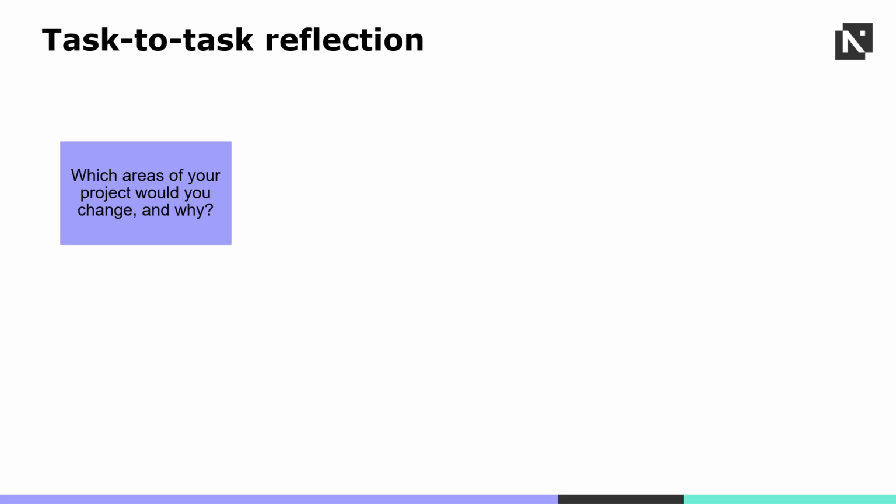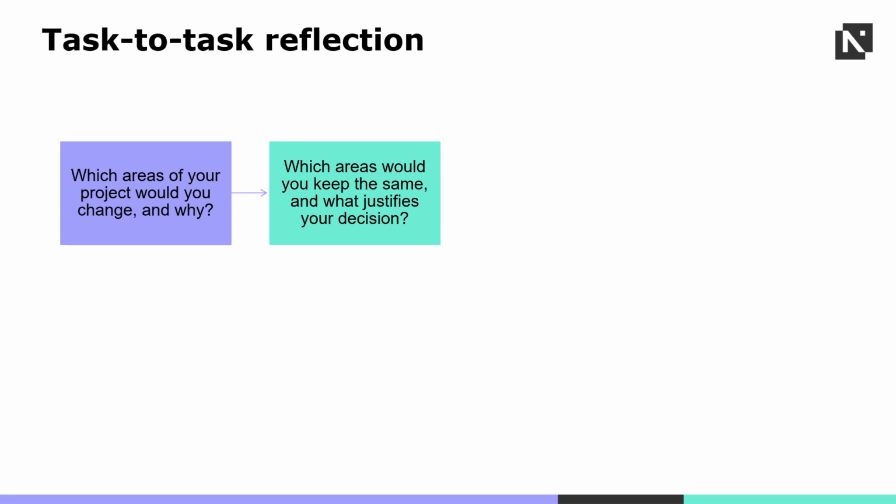First, which areas of the project would you change and why? This helps students identify parts of the project that did not meet expectations and consider the reasons for making changes. Which areas would you keep the same and what justifies your decision? By reflecting on what worked well, students can solidify best practice for future tasks.